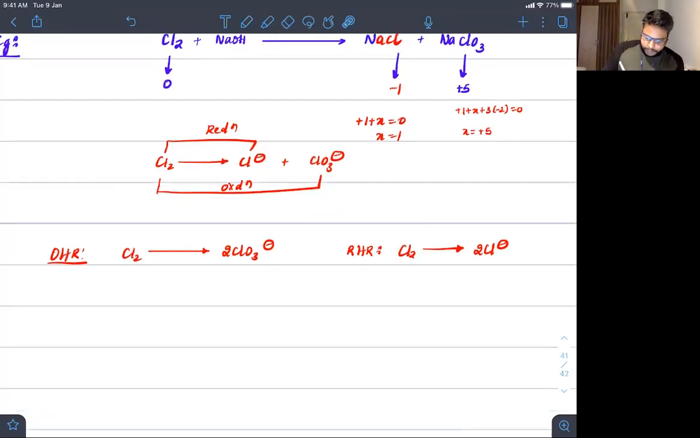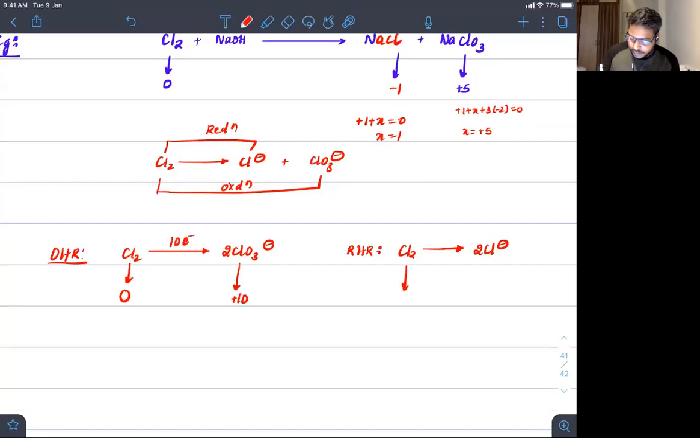And I hope you understood why I have written 2 chlorines here, because there are 2 Cl2 here. One Cl2 will have 2 chlorines, and to make sure there are 2 chlorines here also, I have multiplied 2 here and 2 here. Now count the number of electrons. From 0, for 1 chlorine it is plus 5. So for 2 chlorines it is plus 10. So 10 electrons are exchanged.